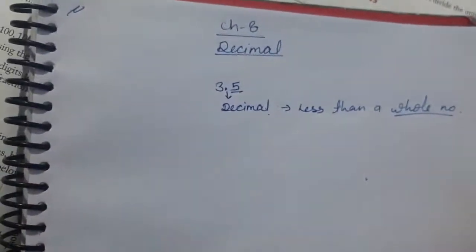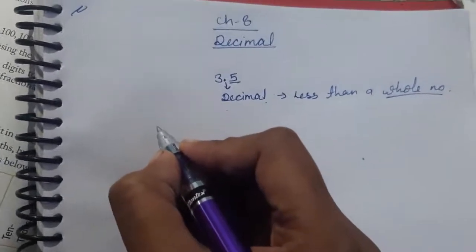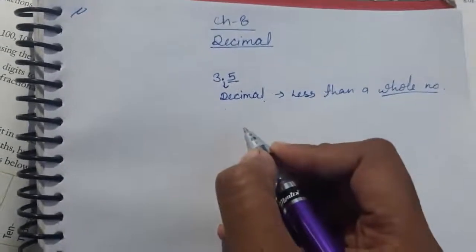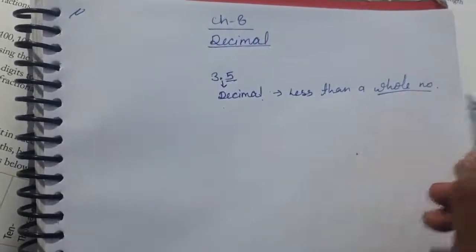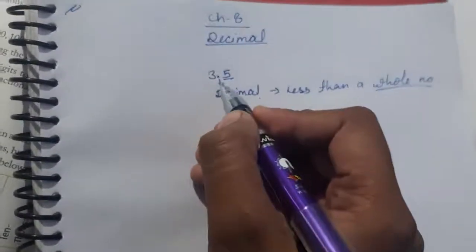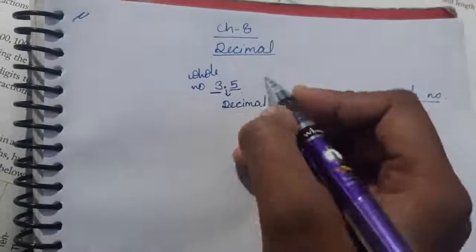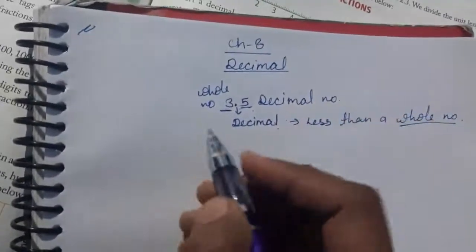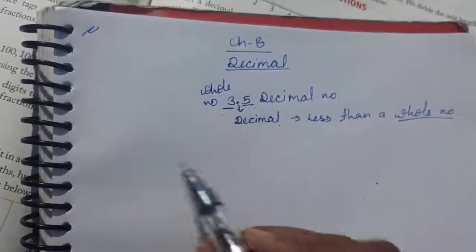What is a whole number? How do we define a whole number? A number that starts from 0, 1, 2, 3 and so on. That is a counting number. But remember always, a whole number means it starts from 0. So the part before the point is a whole number, and after this point, that is a decimal number. Is it clear? Before the point is a whole number, and after the point is a decimal number.